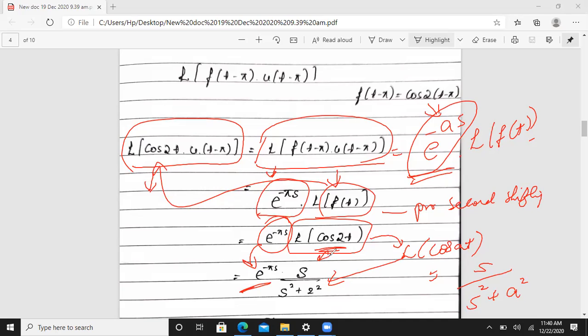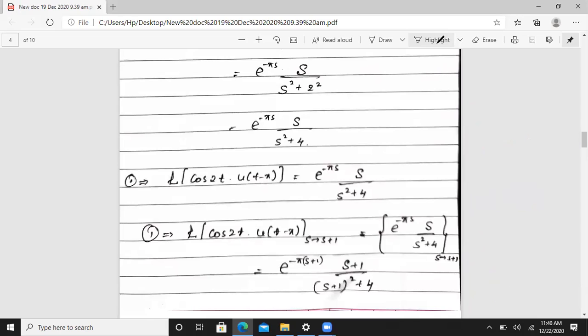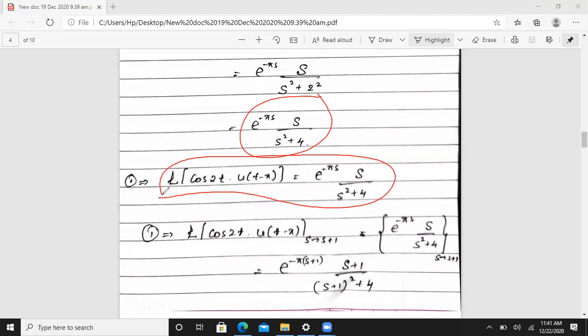A value is 2, that is s divided by s square plus 2 square, and this function we will write as e to the power minus pi s into s divided by s square plus 4. Okay, and your LHS answer is Laplace transformation of cos 2t into u of t minus pi is equal to e to the power minus pi s into s divided by s square plus 4.